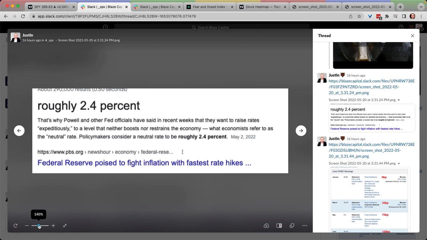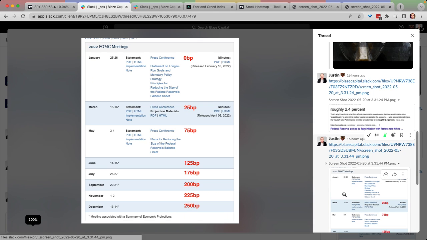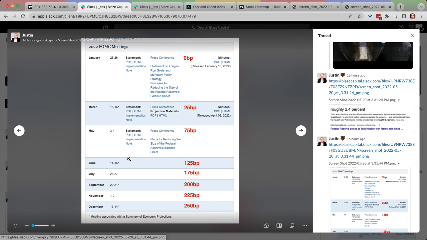Roughly 2.4%. That's why Powell and other officials have said in recent weeks that they want to raise rates expeditiously to a level that neither boosts nor restrains the economy, what economists refer to as the neutral rate. Policymakers consider a neutral rate to be roughly 2.4%. So if we're going to get to 2.4% by the end of the year, how do we get there? Well, I've done some math for you. I know people don't like math. I went ahead and did it for you.